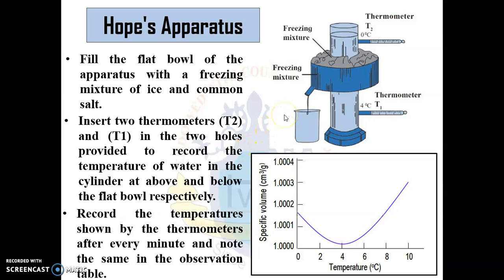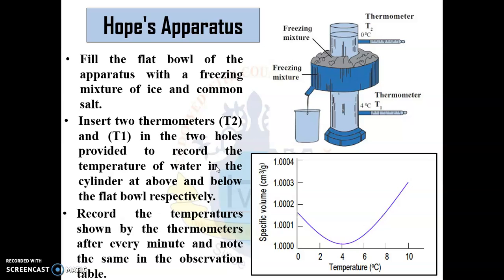So, during the study of anomalous behavior of water using this Hope's apparatus, the temperatures T1 and T2 are recorded after every minute. Initially, both the temperatures T1 and T2 are identical. However, as time passes, the temperature T1 of the water in the lower part of the cylinder decreases very fast, while the temperature T2 of the water in the upper part of the cylinder decreases comparatively slowly. However, once the temperature T1 in the lower part reaches 4 degrees Celsius, it remains almost stable at that temperature. T2 decreases slowly to 4 degrees Celsius. Thereafter, since T2 starts changing rapidly, it records 0 degrees first, and after that the lower thermometer T1 records 0 degrees Celsius.